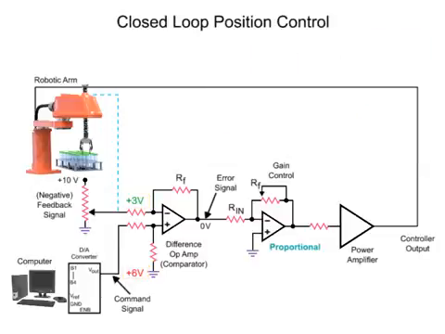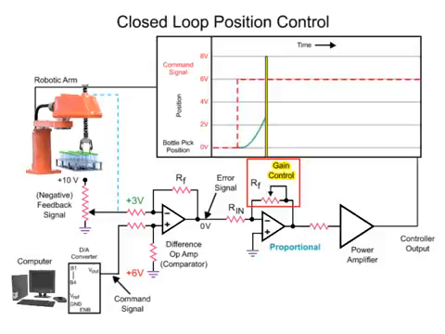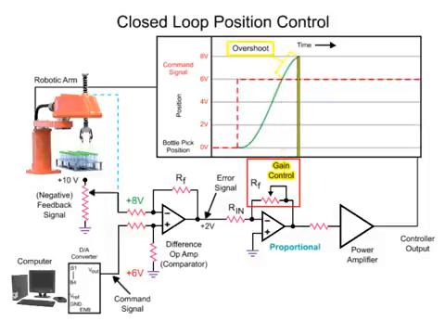To increase the response time of the robotic arm to the command signal, the gain of the proportional amplifier can be increased. Increasing the gain of the op-amp has a disadvantage where the robotic arm overshoots the targeted position. When this occurs, the feedback signal is greater than the command signal. The op-amp reacts to this condition by changing the polarity from positive to negative, which results in reverse rotation of the arm motor to go back to the desired position.